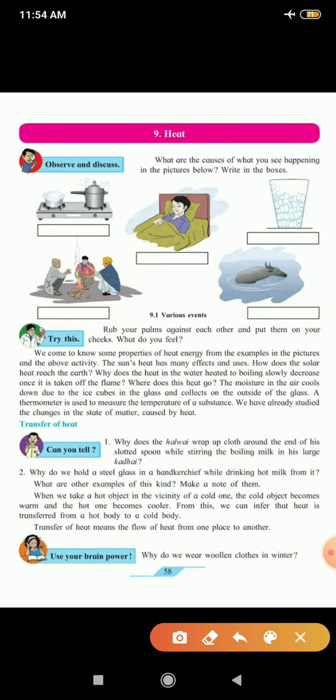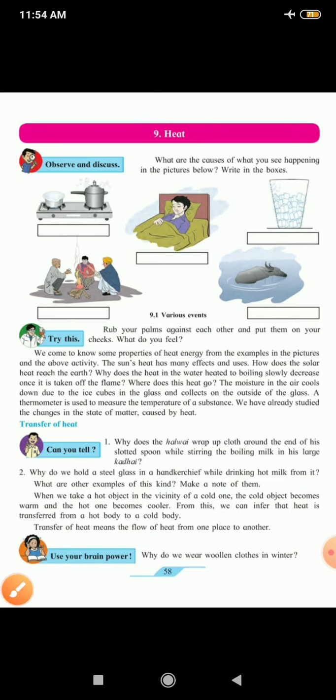In the first picture, you can see due to heat, the food is being cooked. Second picture, the boy has got fever, so he's got temperature. Next, the third picture, you can see ice is melting due to heat. Fourth picture, the people are sitting around the bonfire, so they're getting warmth due to heat. In the last picture, the animal is in the water, it is feeling hot, so it's gone into the water. It's having a bath.